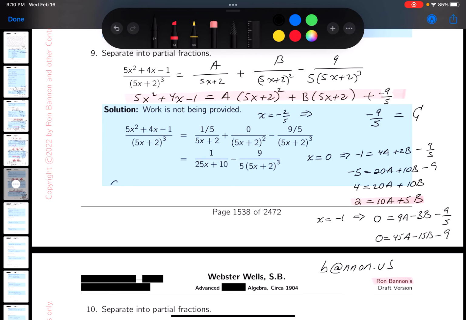Come over here. It's 9 equals 45a minus 15b. And, you know, I like to divide through by numbers that are easy to divide through by. I'll divide through by 3. What do you get? 3 equals, let's see, 9a minus, I'm dividing by 5, by the way, 3b.